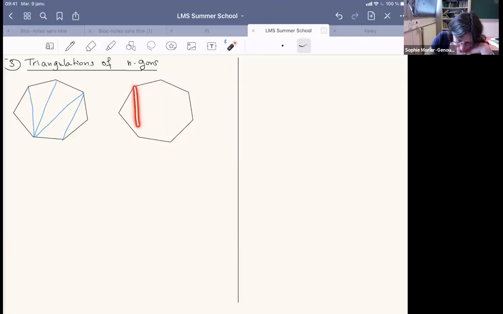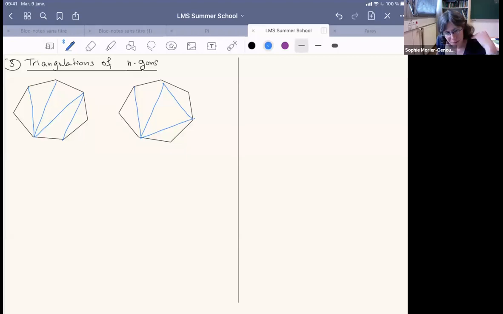So of course it's not unique. You can change the picture, for example. So here are two triangulations of a heptagon. And this is a very classical object in combinatorics and enumerative combinatorics. I don't know how much time I would have to tell you about triangulations.